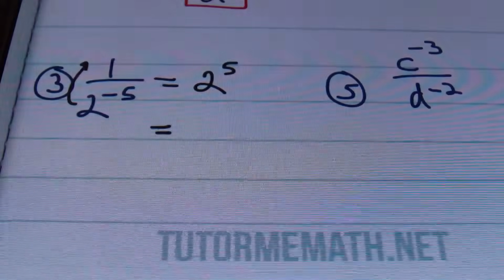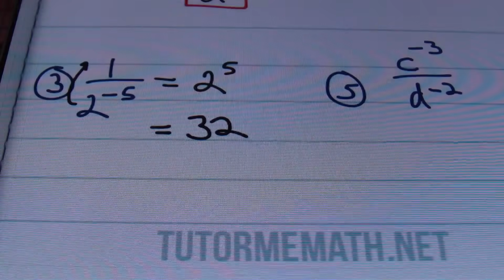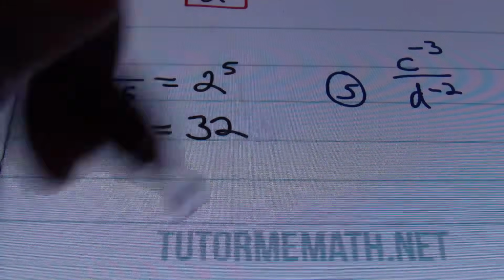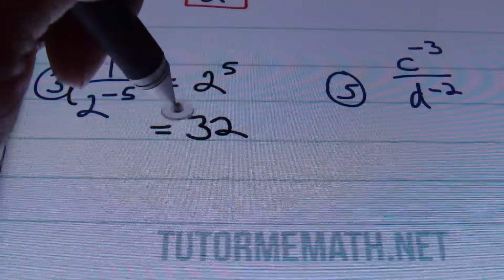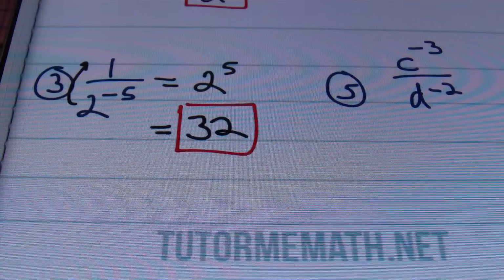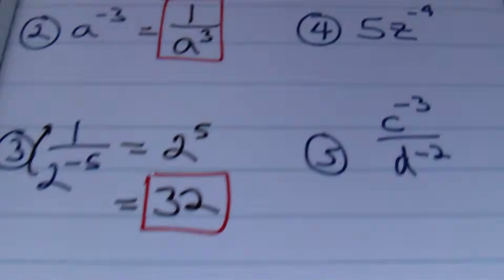So 2 to the 5th power just equals 32. That's right. 2 to the 5th power, 2 times 2 times 2 times 2 times 2. That gives you 32 every time. And this is the answer to problem number 3, ladies and gentlemen. That's it. Just shift that base up to the numerator, and you're done. Let's look at our next problem.